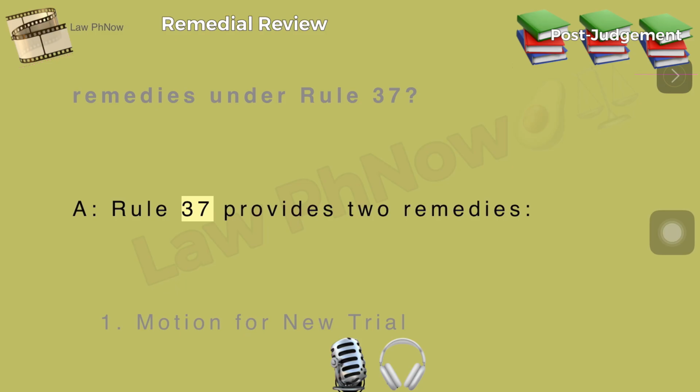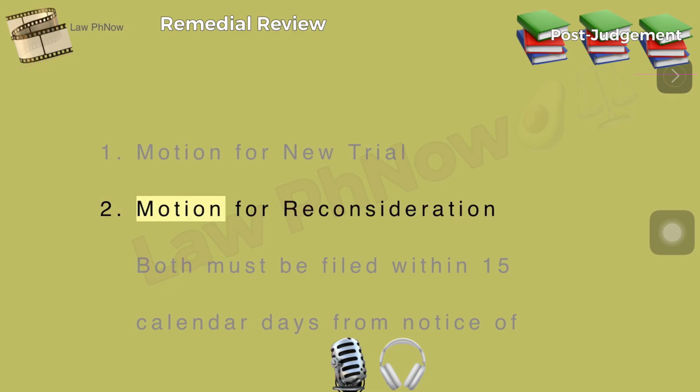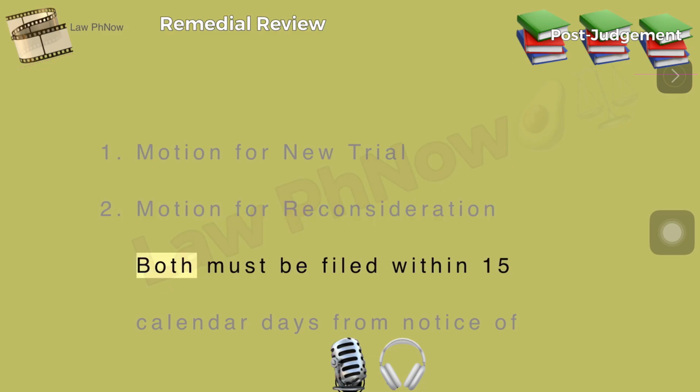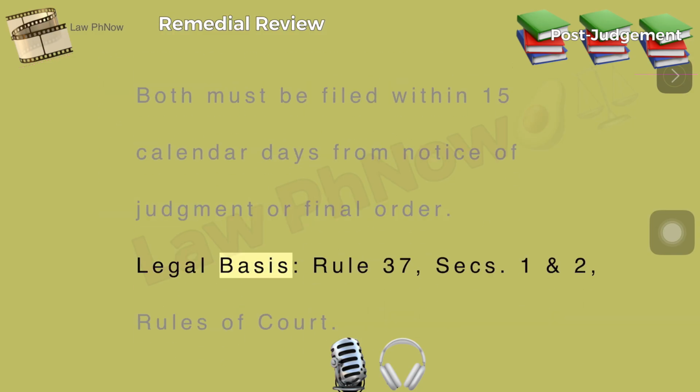A. Rule 37 provides two remedies. 1. Motion for new trial. 2. Motion for reconsideration. Both must be filed within 15 calendar days from notice of judgment or final order. Legal basis, Rule 37, Sections 1 and 2, Rules of Court.